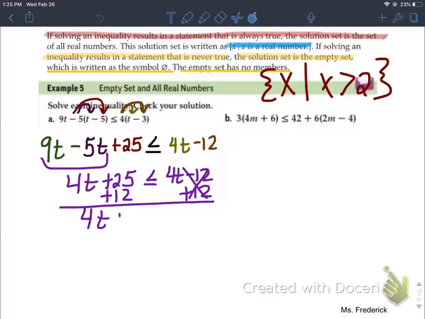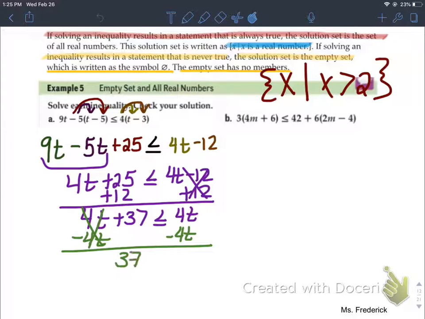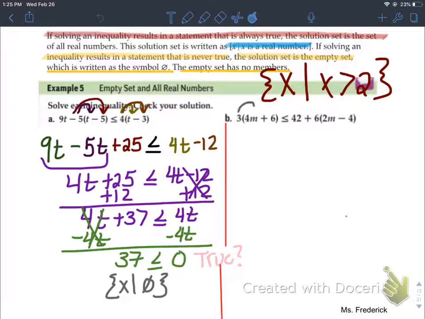I end up with 4t plus 37 is less than or equal to 4t. So I can subtract 4t from both sides, and I result in 37 is less than or equal to 0. Is this true? Is 37 less than 0? No, it is not true. So then, since the answer is not a true statement, we know that our solution set has to be the empty set, or no solution. It's the 0 with a line through it, meaning no solution.